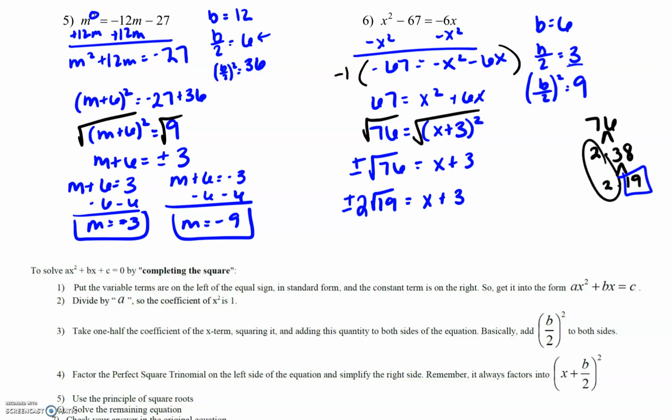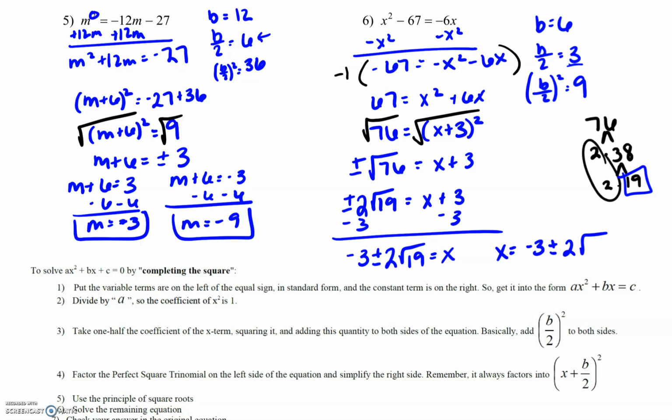So now to solve it, to get x by itself, we're going to subtract 3 from both sides. Can't combine the 3 and the 2 radical 19. So we have negative 3 plus or minus 2 radical 19 equals x. So those would be our two solutions. If that bothers you, you can rewrite it this way. I know it bothers me, but those are our two solutions.